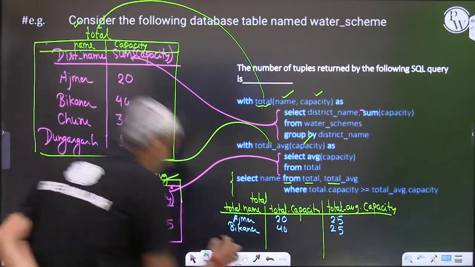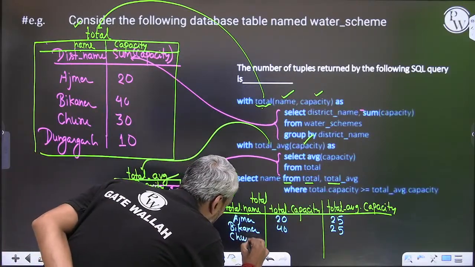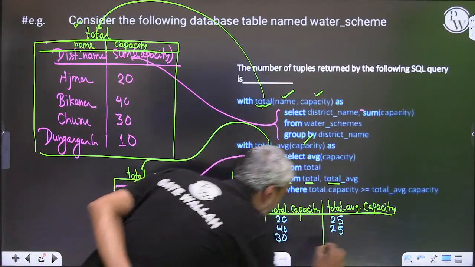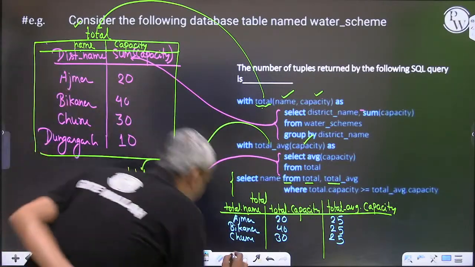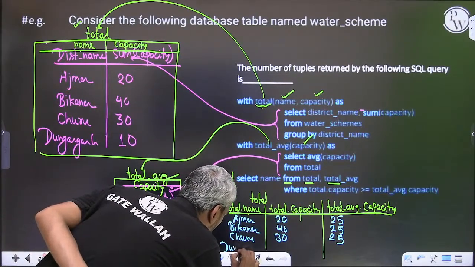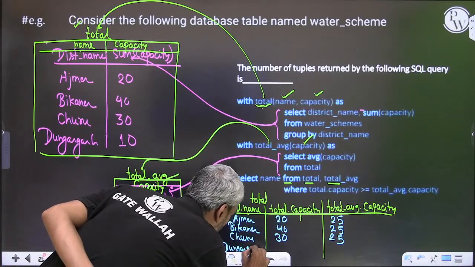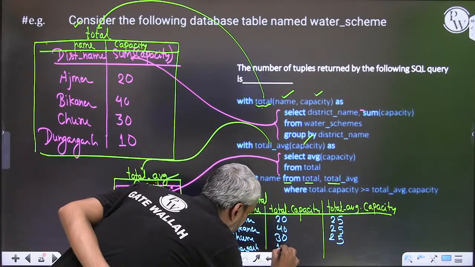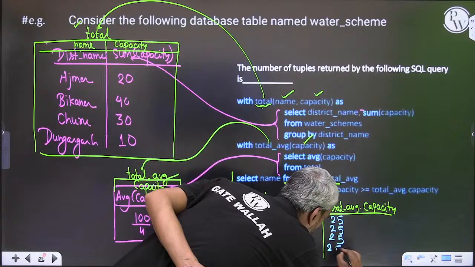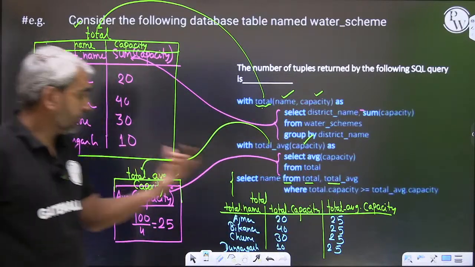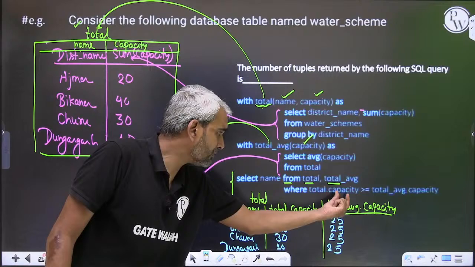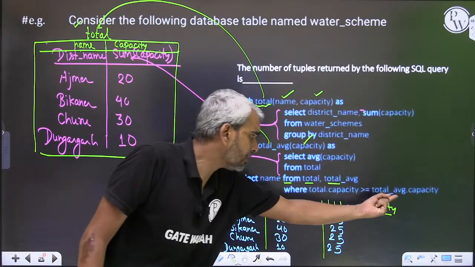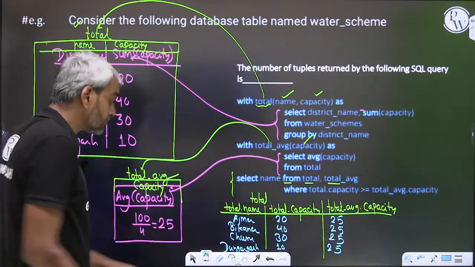Then Churu 30 will also be combined with this 25. Now, Dungargarh 10 will also be combined with this value 25. So, from this table, it will select the tuples where total dot capacity is greater than or equal to total underscore average dot capacity.